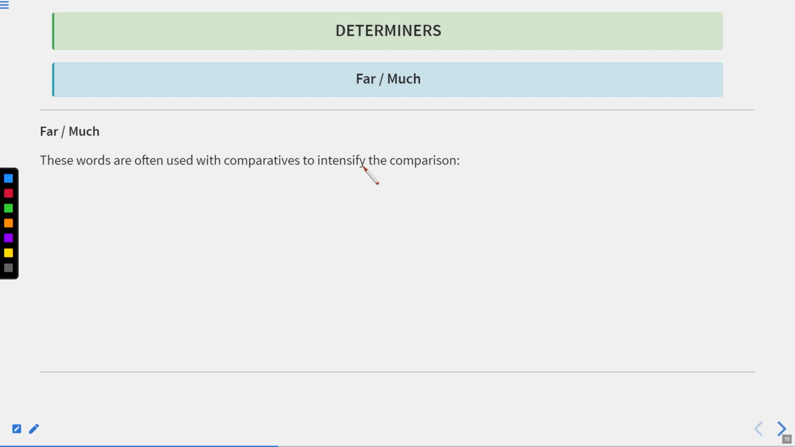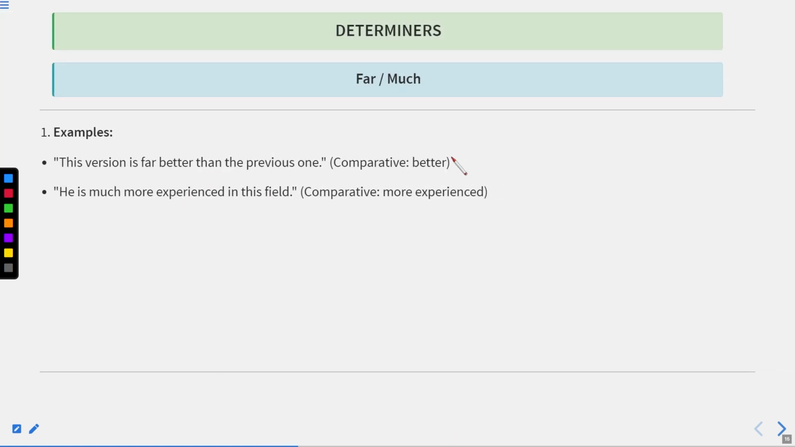Now we'll discuss the determiners far and much. These words are often used with comparatives to intensify the comparison. So we use these two words before the comparative degree of adjectives. For example, this version is far better than the previous one. So better is the comparative degree of adjective, before which we have used the word far, and far over here is used as an adverb. Why so? Because an adverb can qualify the adjective.